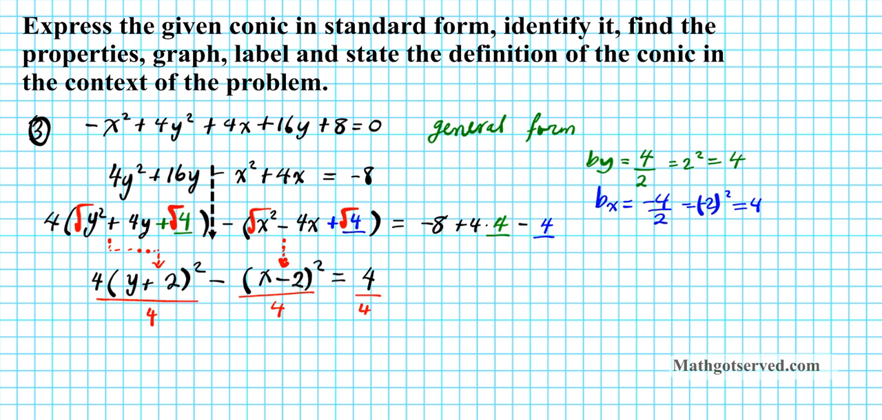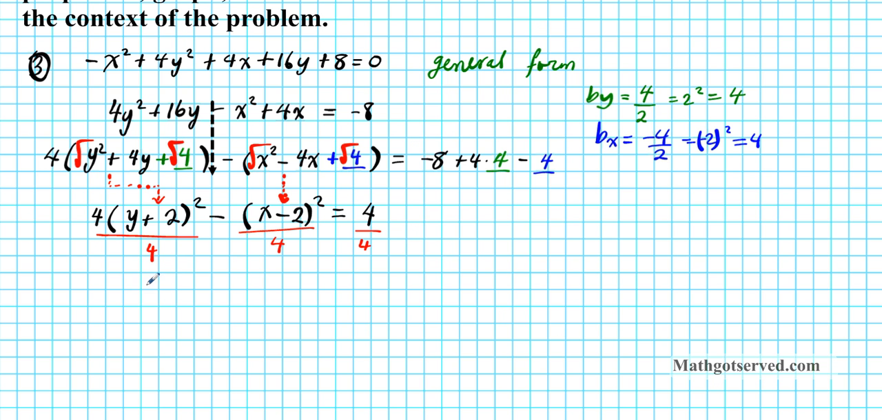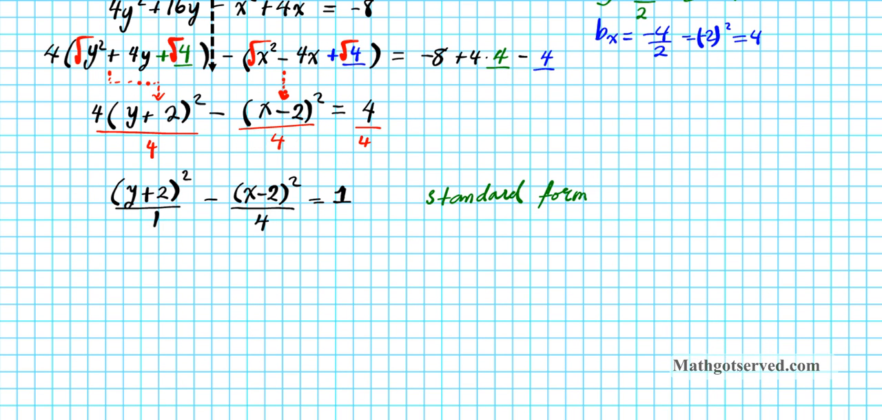Alright, so if we reduce that, we're going to get (y plus 2) squared over 1 minus (x minus 2) squared over 4 equals 1. Okay, so there goes our standard form of the equation of the hyperbola. So let's write it down, standard form. Now, what we're going to do is find the properties. Okay, so let's go ahead and do that. Properties.